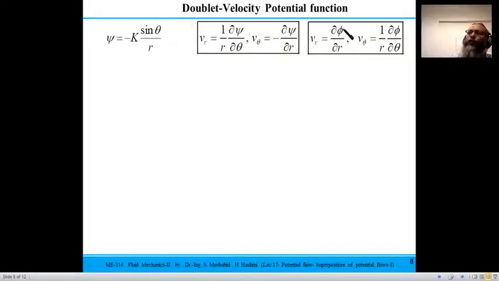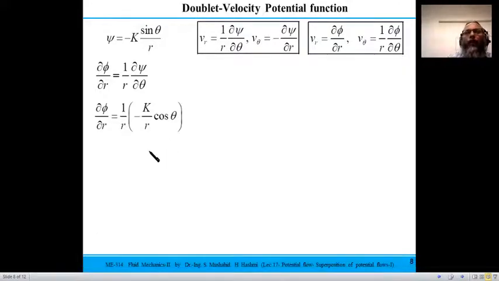Similarly, for the velocity potential function also you have the relationship. If you look at the source flows, if Vr is this and Vr is this, and both are the same, what we can say here is that ∂φ/∂r would be the same as 1/r ∂ψ/∂θ. So if you have a knowledge of the stream function, you can easily work out the velocity potential function.